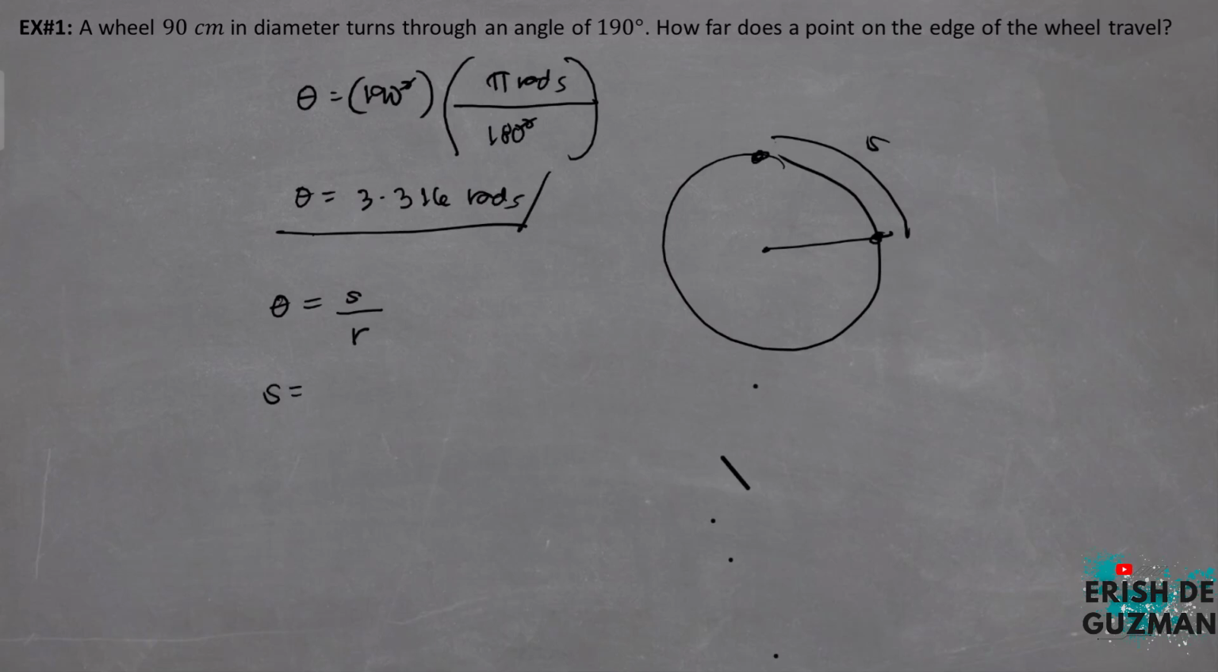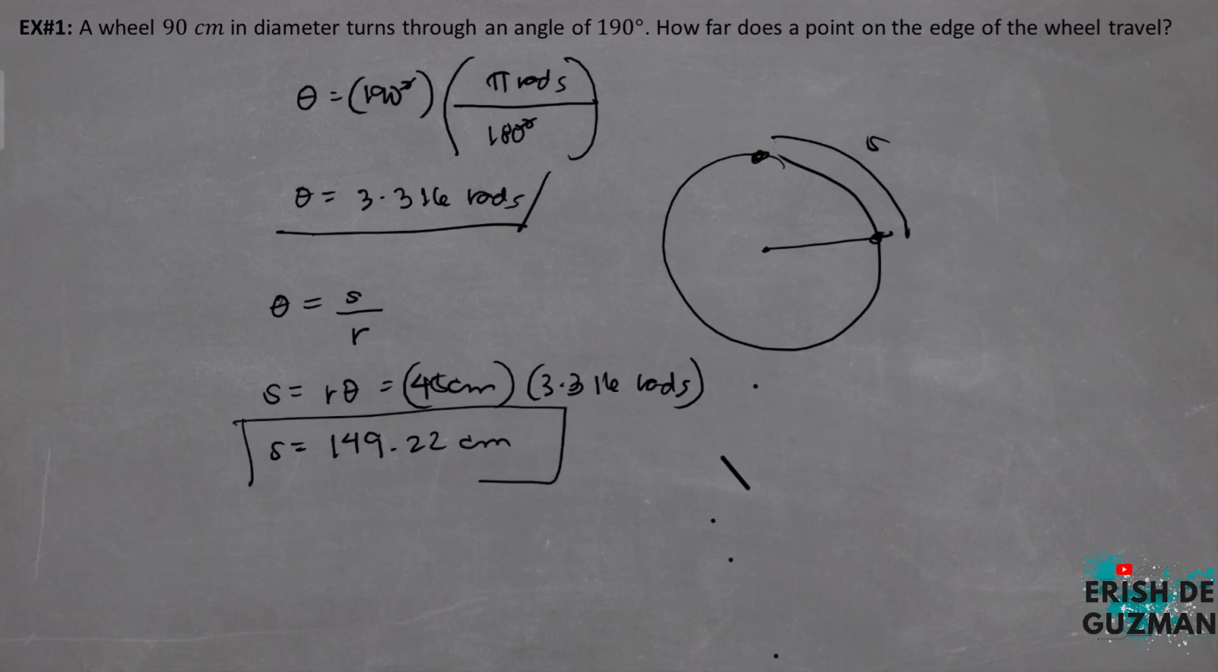Calculating for the arc length S, S equals r theta. Substitute the values, ang r natin is 45 cm, times the theta, we have 3.316 radians. By calculating, ang S natin is equal to 149.22 cm. So, ito yung maaabot na distance nung point dun sa edge of the wheel kapag nag-rotate siya or kapag nagkaroon siya ng angular position na 190 degrees.